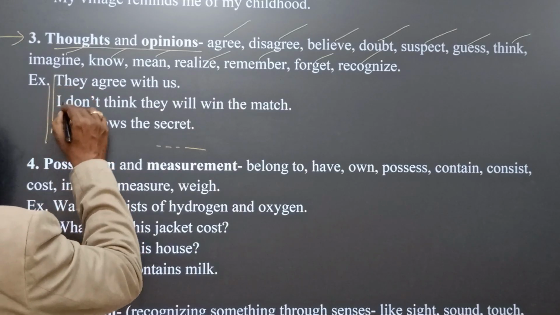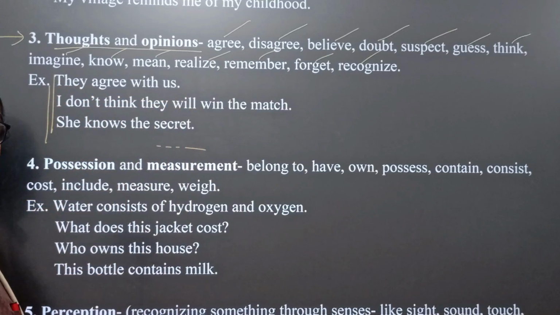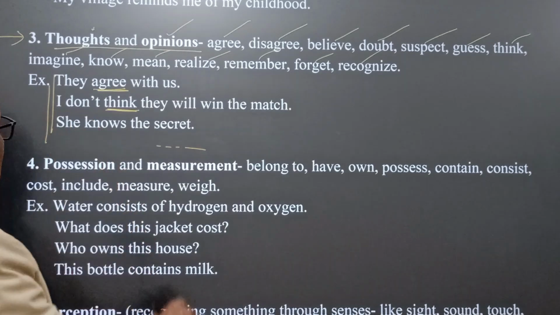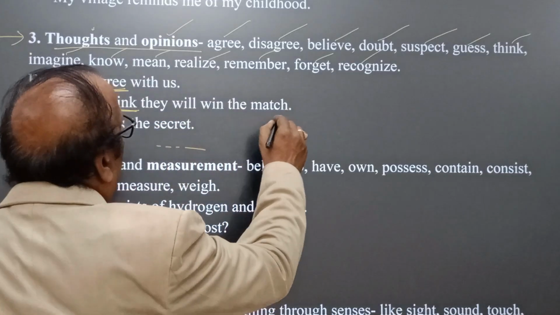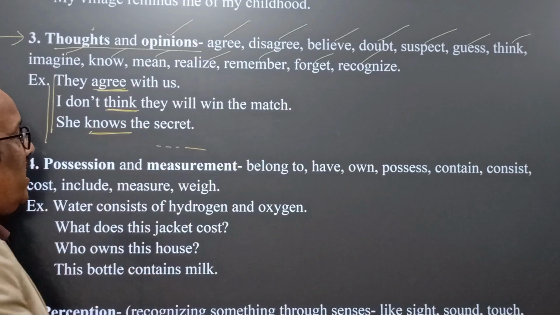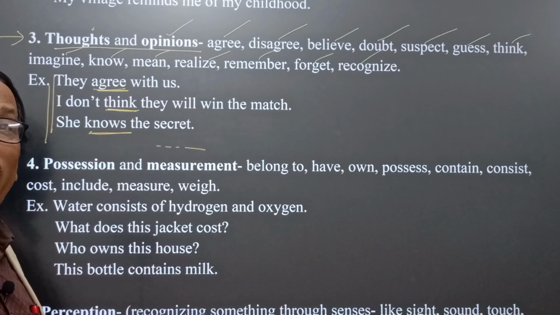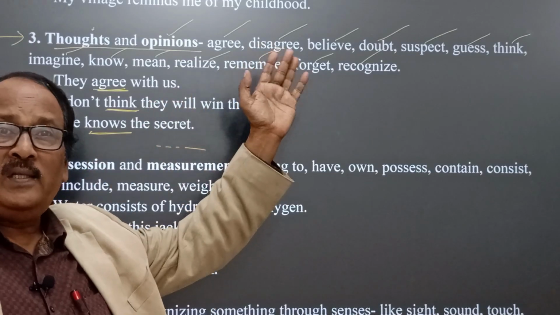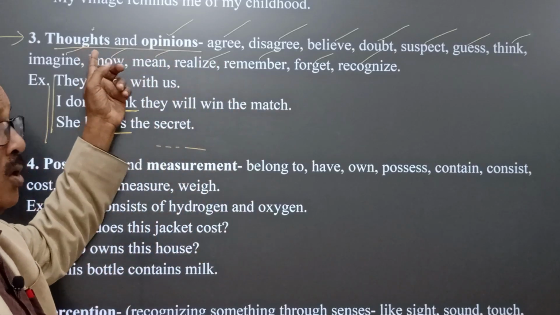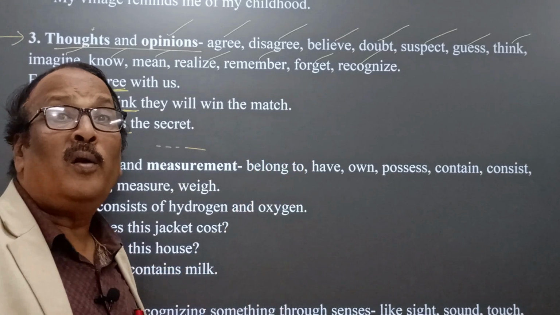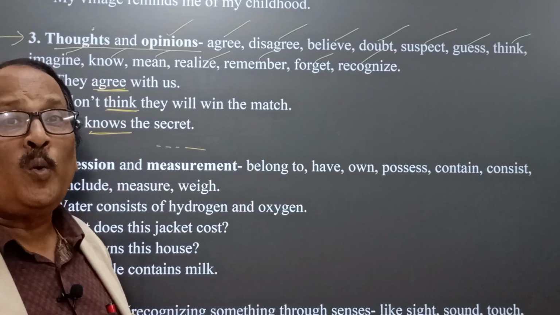In example, remember, they agree with us. We cannot say they are agreeing with us. Similarly, I don't think they will win the match. We cannot say I am not thinking they will win the match. She knows the secret. We cannot say she is knowing the secret. Whenever we want to use these stative verbs based on thoughts and opinions, we have to take the help of indefinite or simple, not the progressive aspect.